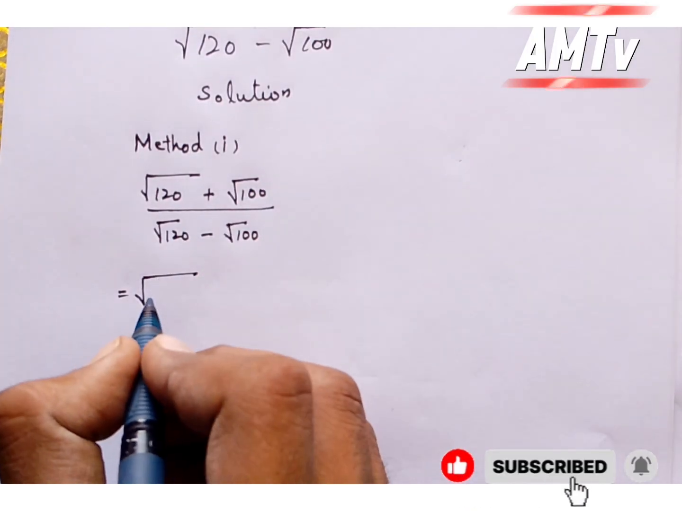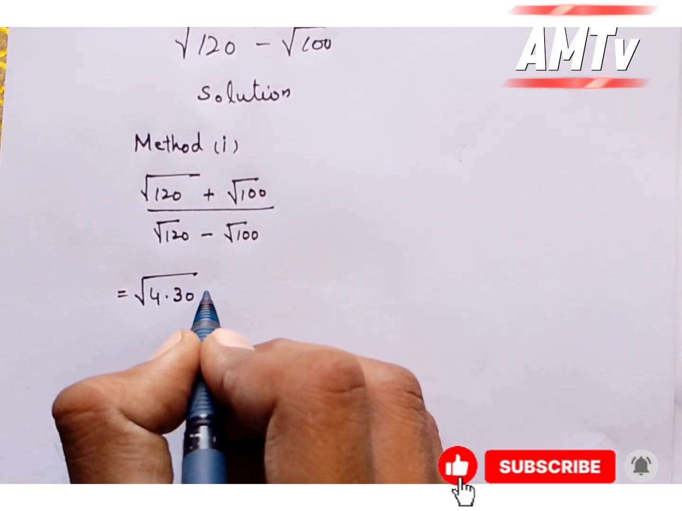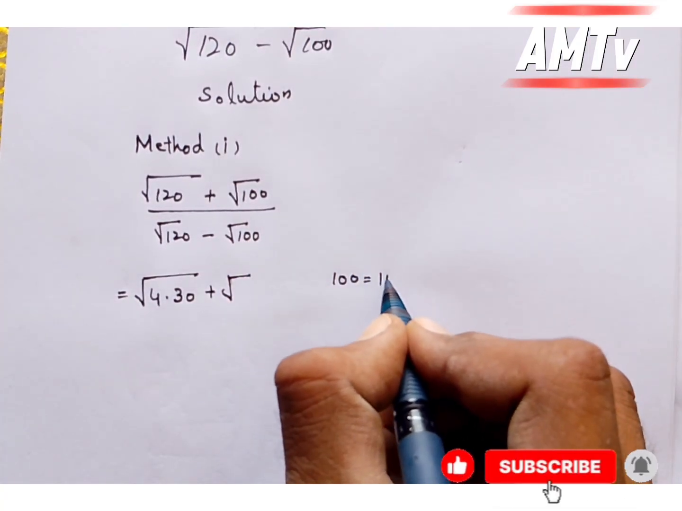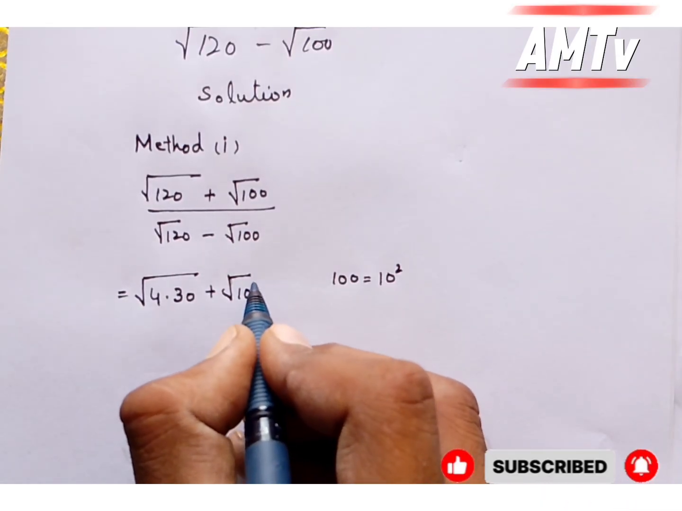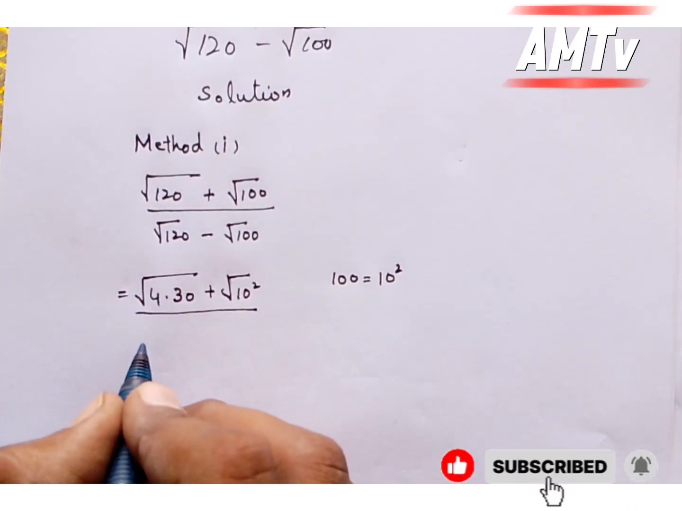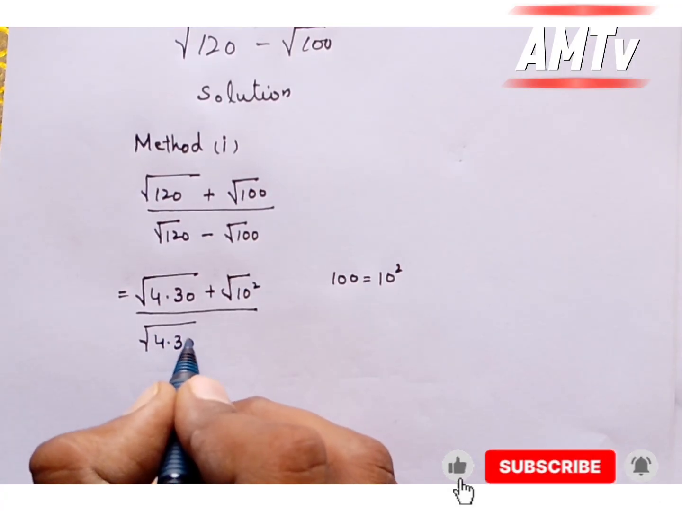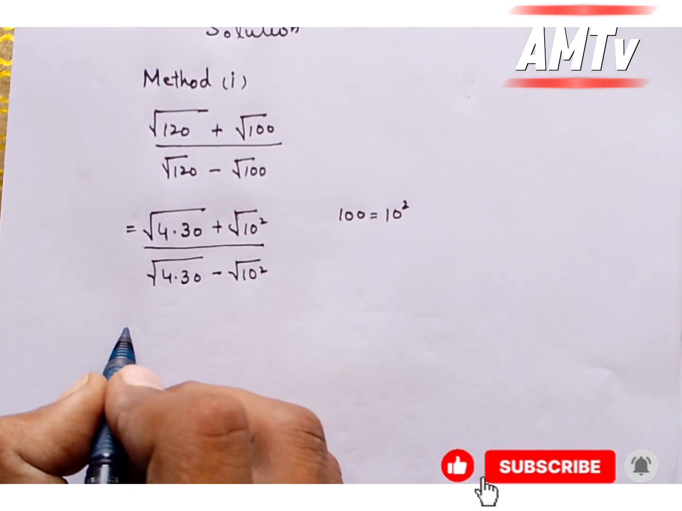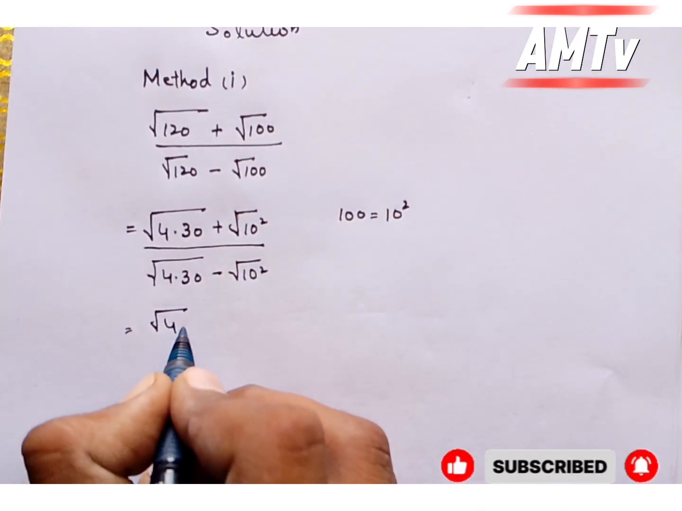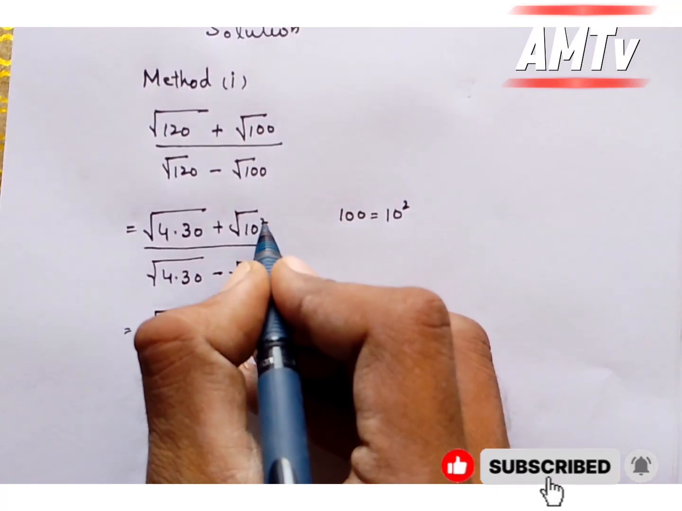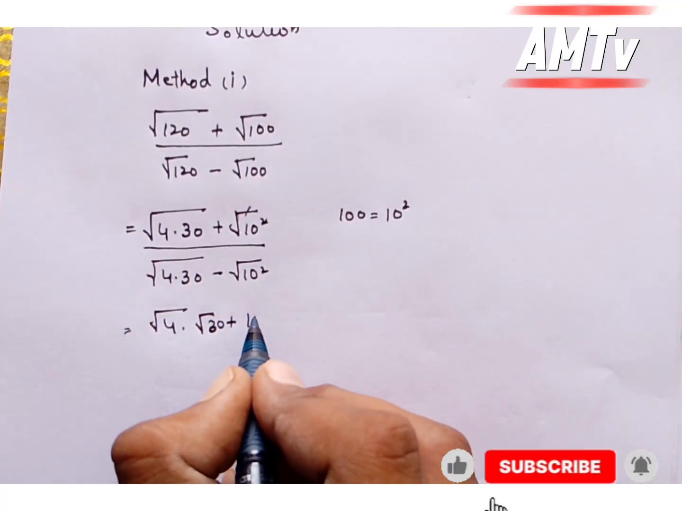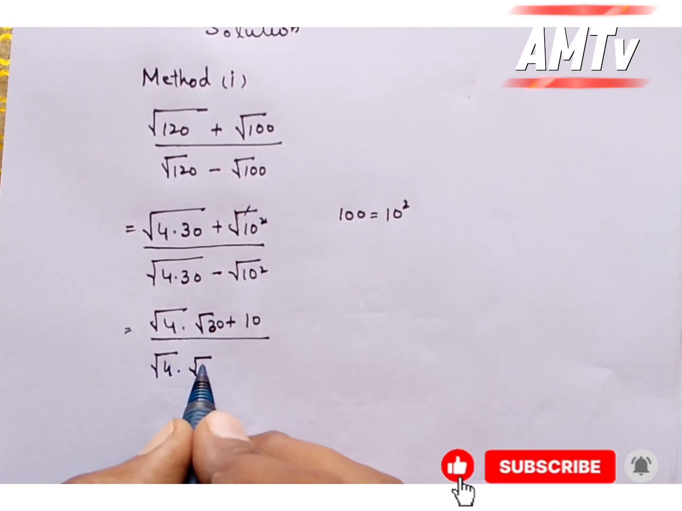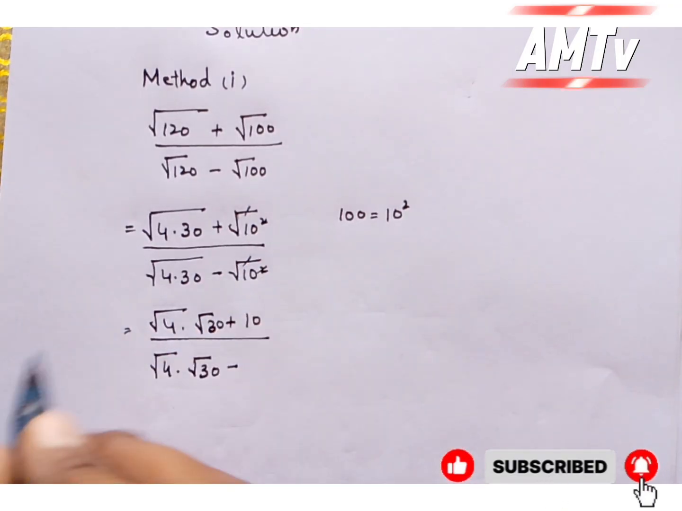We can write 120 as 4 into 30, and as we know that 100 is the square of 10, so we can write this as root 4 into 30 plus 10 square, divided by root 4 into 30 minus 10 square. Separate the square root into root 4 and root 30, and square and root cancel, so 10 divided by root 4 into root 30 minus 10.